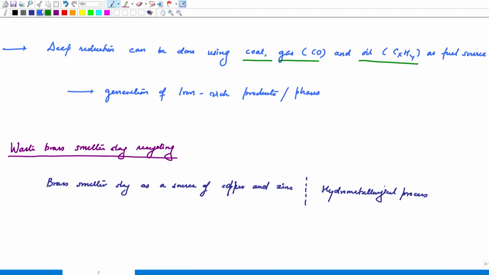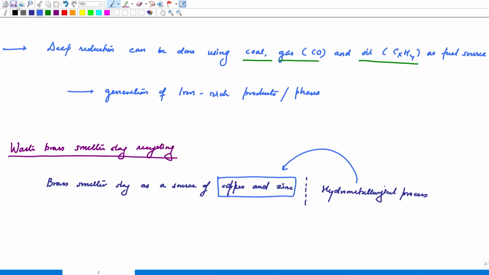So a hydrometallurgical process could be such that we can have the recycling of copper and zinc, a hydrometallurgical process for copper and zinc. And obviously the most go-to process would be utilizing it as a raw material, leaching it and bringing back the values into the leach liquor.